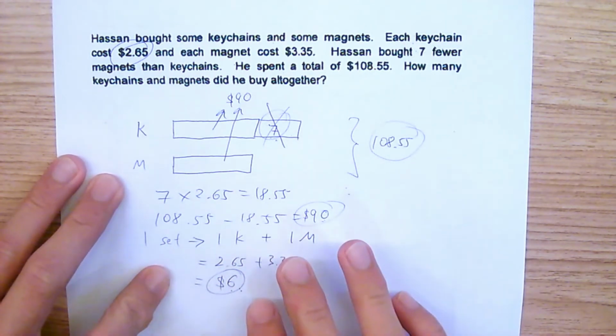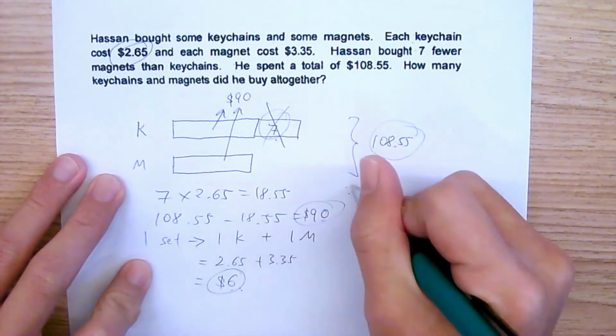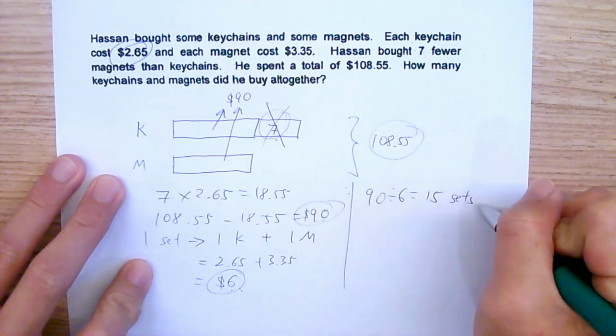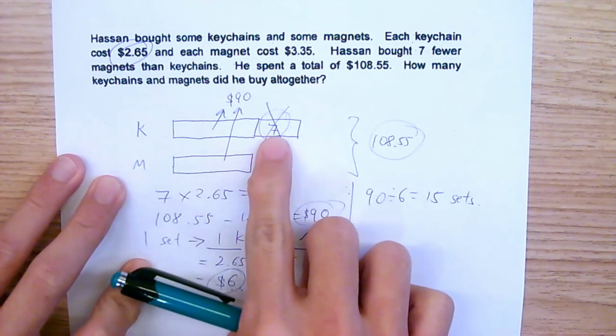So this is like the set method that I mentioned to you previously. I think I used this method many times already. So if you take $90 divided by 6, that's going to give you 15, which means that right now there are 15 sets of 1 keychain and 1 magnet. And on top of that, there are 7 more keychains that he bought.